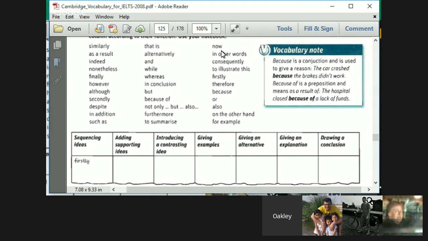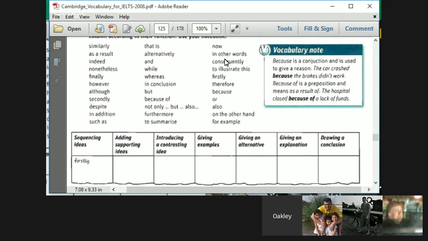Michael, now. Now, I don't know what now's doing here. Now I think we can use it for sequencing ideas too. Yeah, okay. All right. If you're dealing with past, present, future timeline, now, later. Yeah, right. Okay, yeah. You're absolutely right. Oh, okay. Nasser, how about in other words?